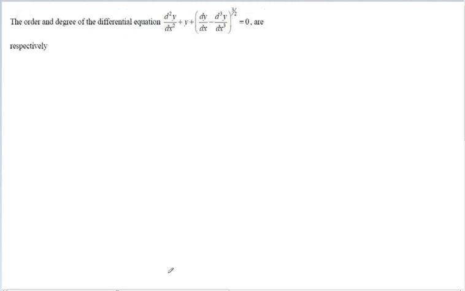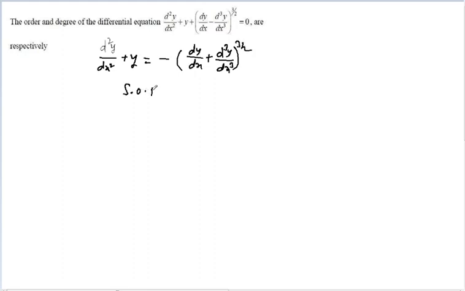The order and degree of the differential equation d square y by dx square plus y plus (dy by dx minus d cube y by dx cube) whole to the power of 3 by 2 is equal to 0 are respectively. Here is given equation: d square y by dx square plus y is equal to minus of dy by dx plus d cube y by dx cube, whole to the power of 3 by 2.